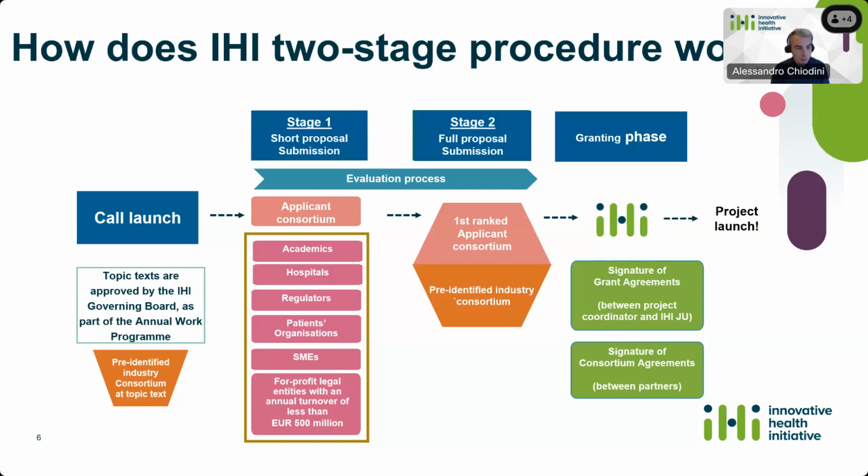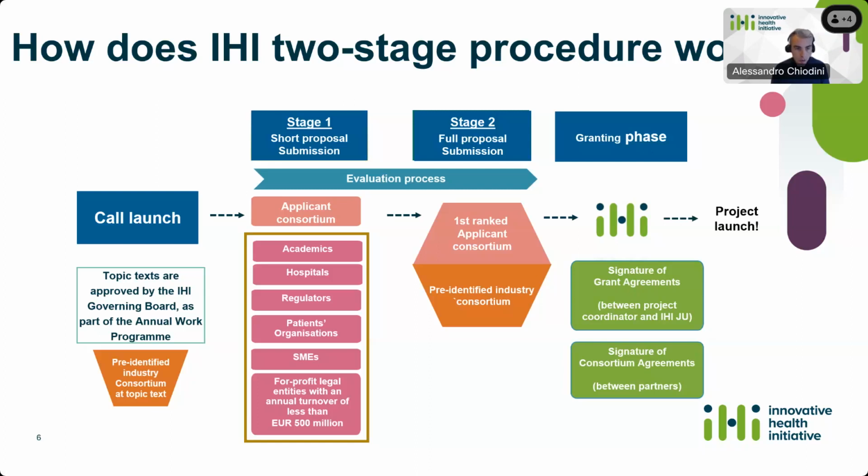So at this stage, the pre-identified industry consortium has only led the topic text writing, so they are not competing, because this applicant consortium prepares a short proposal, checking the specificity of the topics that you would like to apply for. And you need to take into consideration who is this pre-identified industry consortium, because at the end of the evaluation of stage one, only the proposal ranked first per topic will be matched with the pre-identified industry consortium in order to prepare a full proposal.